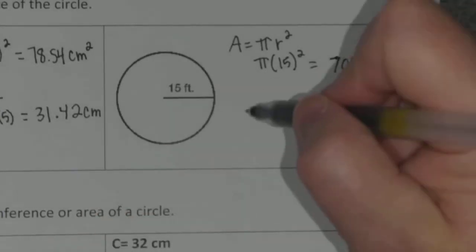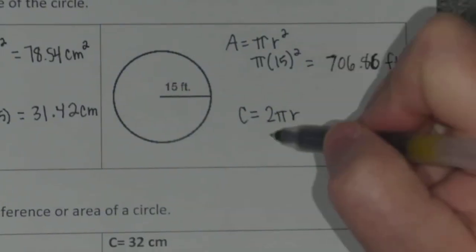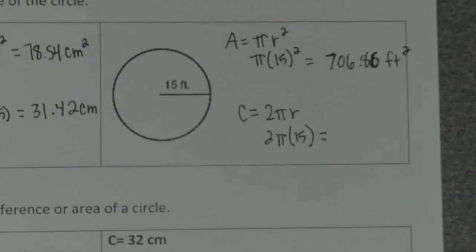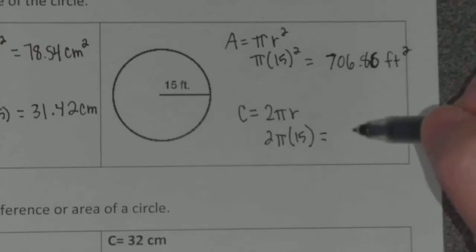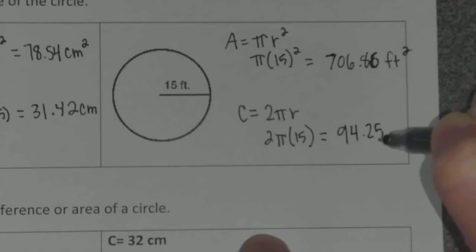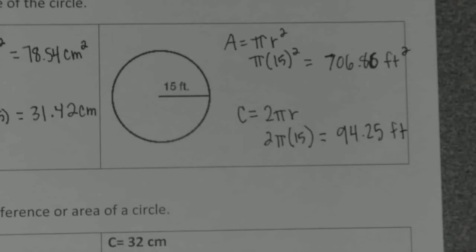Okay, that's our area. Let's do our circumference formula real fast. That would be 2 times pi times the radius. So 2 times pi times 15. Punch that in your calculator and you'll have the circumference, the length around the circle. I got 94.25 if we round that. And then this would just be feet because it's the length around. Okay, questions on that?